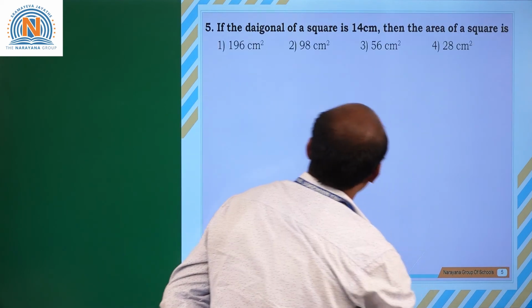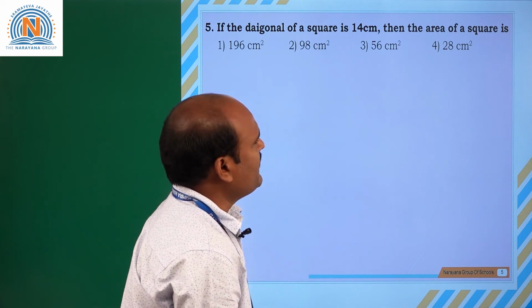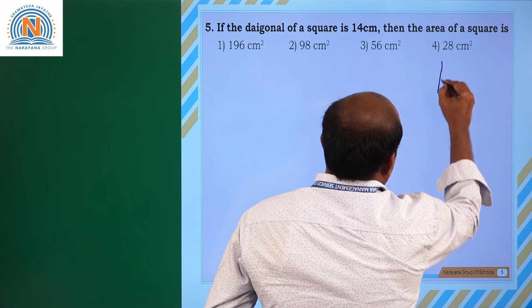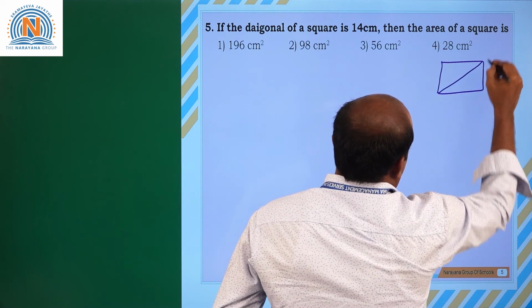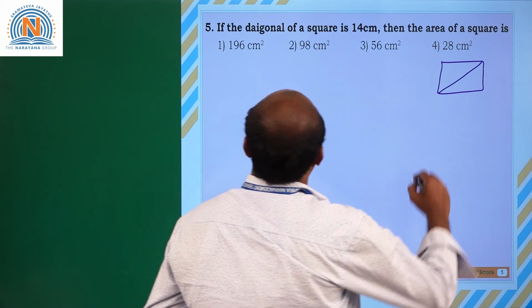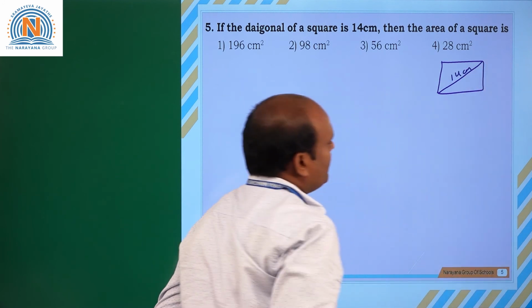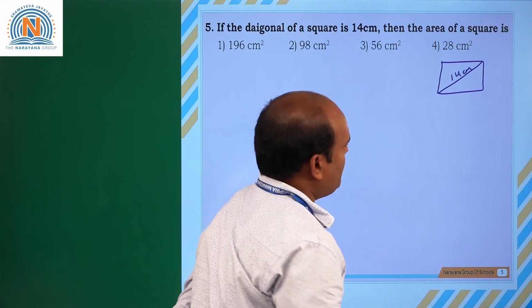Now coming to the next one, if the diagonal of a square is 14 centimeters, then the area of a square is. So this is the given square, right? One diagonal is given. What is the diagonal? 14 centimeters, right? Now find the area of the square. Area of this square, right?